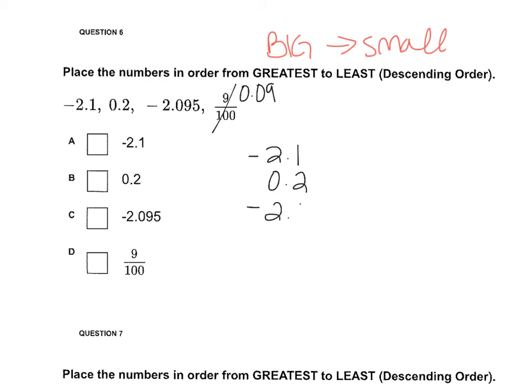Negative 2.095, 0.09. Okay. Biggest number to smallest number. First of all, if we're looking for the biggest number, I'm going to go ahead and just ignore these two negative numbers. I know those are going to be my smallest because they're negative, so I don't even want them in my life right now. So I start with 0.